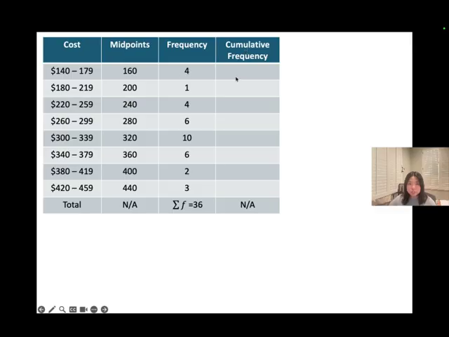So we do have a 4 here. And then for cumulative frequency, we're going to add up the new one. So 4 plus 1, you're going to get 5. 5 plus 4, you're going to get 9 here. Okay, keep going. 15 plus 10, 25. 25 plus 6, 31. 31 plus 2, 33. And then 36. Okay, make sure you remember the last one of the cumulative frequency will be equal to the sum of all frequency.